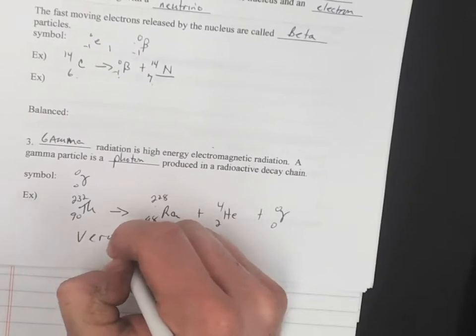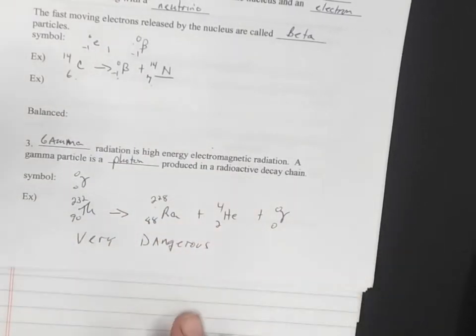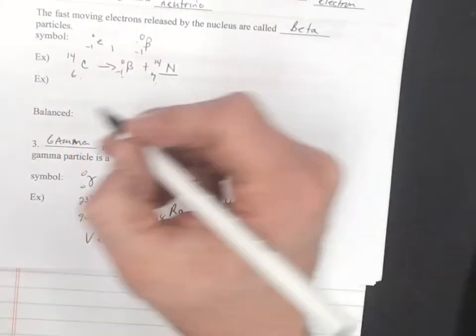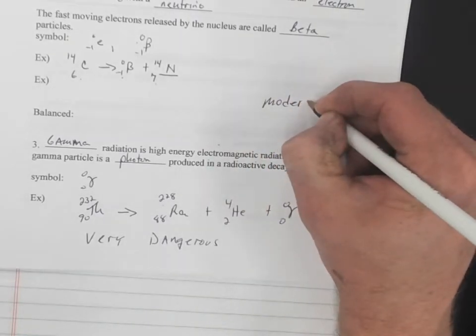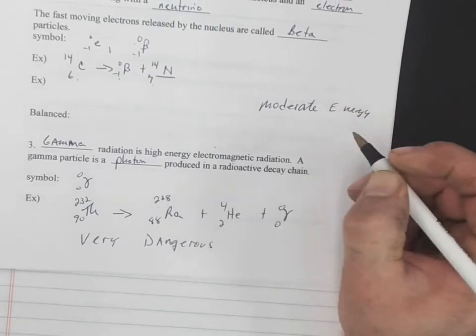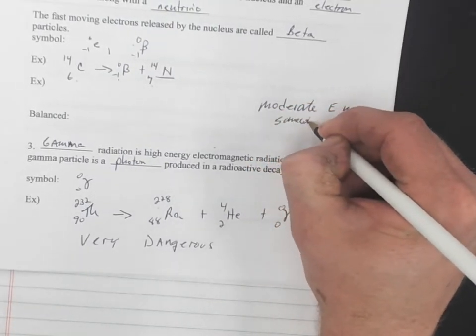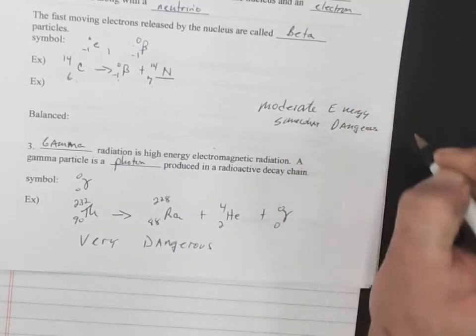These guys here are very dangerous. All right, those guys there are very dangerous. A beta particle, by the way, this is moderately dangerous. Called moderate energy. So, somewhat dangerous. You don't want to be exposed to them all the time. But you definitely want to avoid gamma radiation.